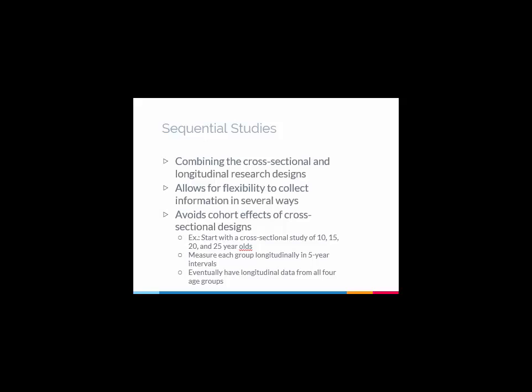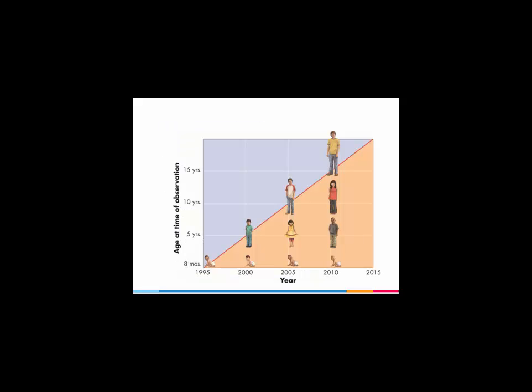For example, we might start with a cross-sectional study of 10-year-olds, 15-year-olds, 20-year-olds, and 25-year-olds, and measure each group longitudinally in 5-year intervals. Then we eventually have longitudinal data from all 4 age groups. So this is a picture that helps depict sequential designs. Here you could see maybe we start with a group of 8-month-olds in 1995, but we continue to track them for 5 years. But when we also add in another group of 8-month-olds in the year 2000, and we continue to track them for 5 years, as well as our now 5-year-olds for 5 more years.